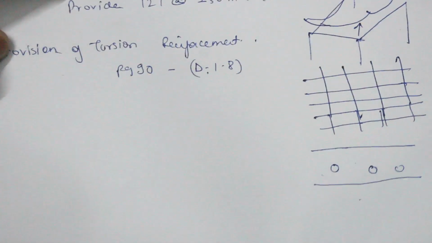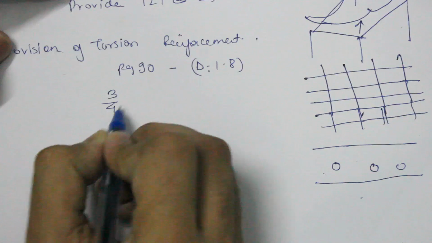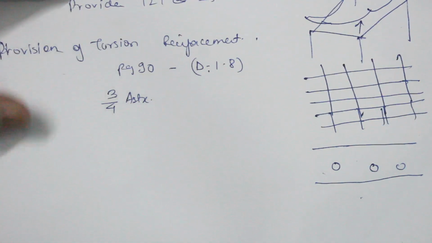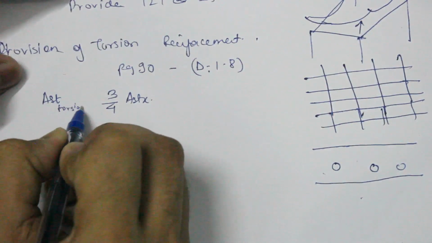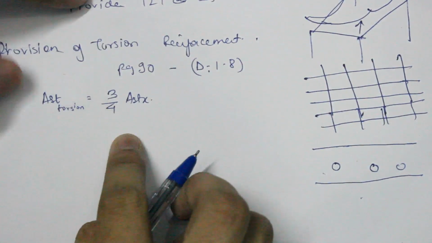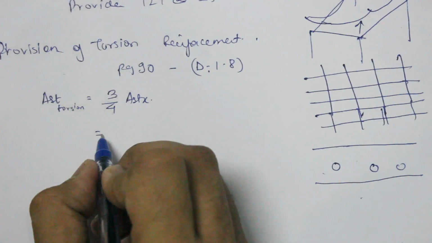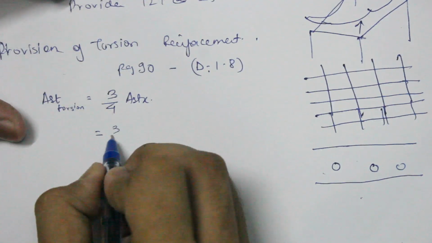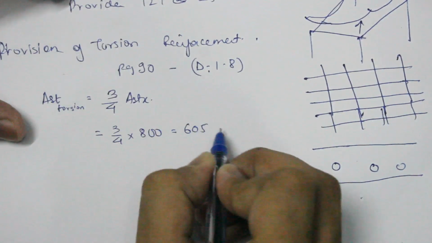It says that the area of torsion reinforcement to be provided will be equal to 3/4 times AstX. Ast for torsion will be equal to 3/4 times of AstX. So our AstX was 800 mm squared. So 3/4 into 800, that is 605 mm square.